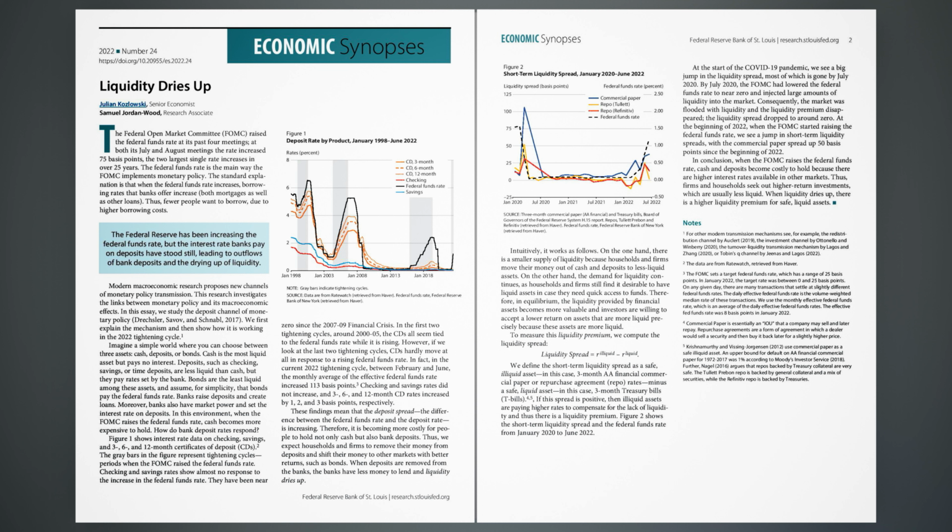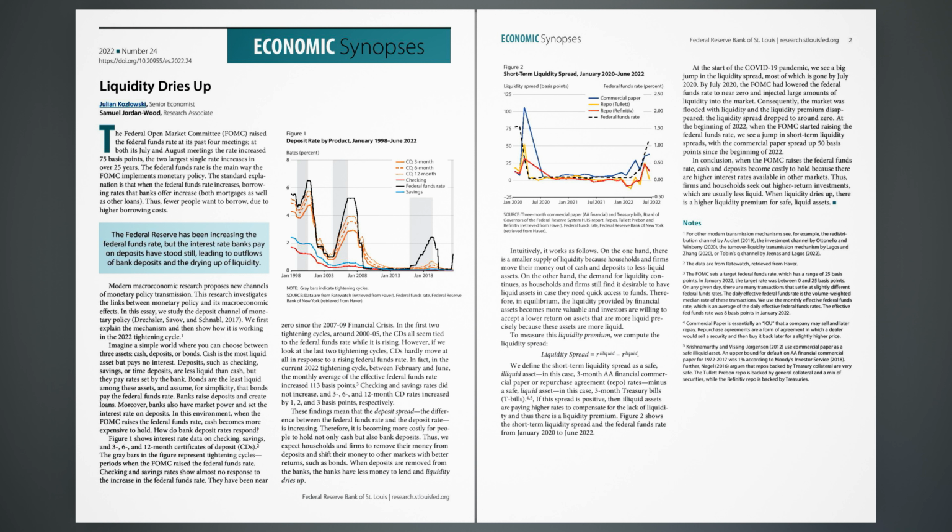On any given day, there are many transactions that settle at slightly different federal funds rates. The daily effective federal funds rate is the volume-weighted median rate of these transactions. We use the monthly effective federal funds rate, which is an average of the daily effective federal funds rates. The effective Fed funds rate was 8 basis points in January 2022. 4. Commercial paper is essentially an IOU that a company may sell and later repay. Repurchase agreements are a form of agreement in which a dealer would sell a security and then buy it back later for a slightly higher price.